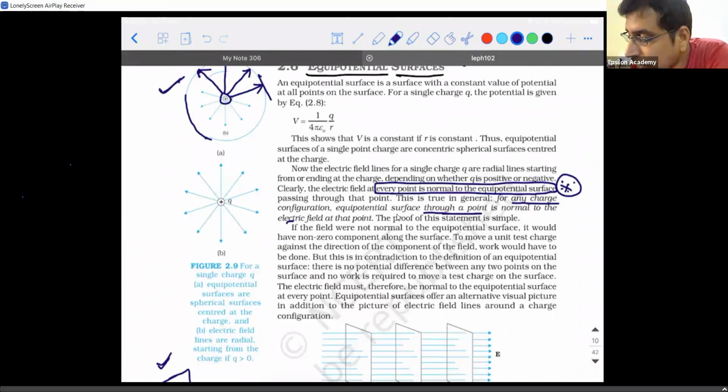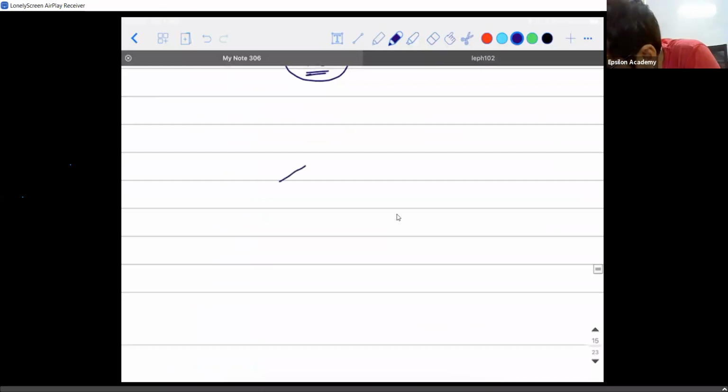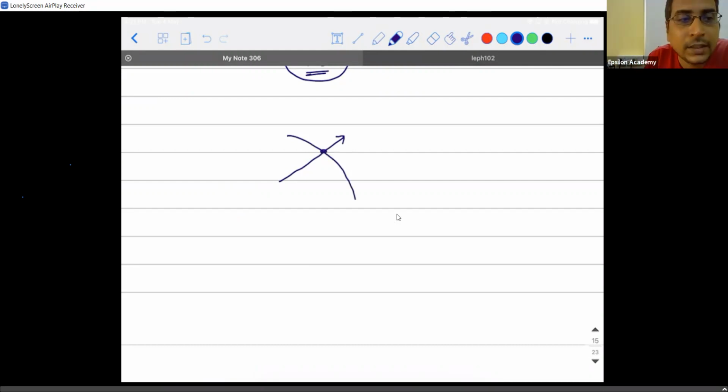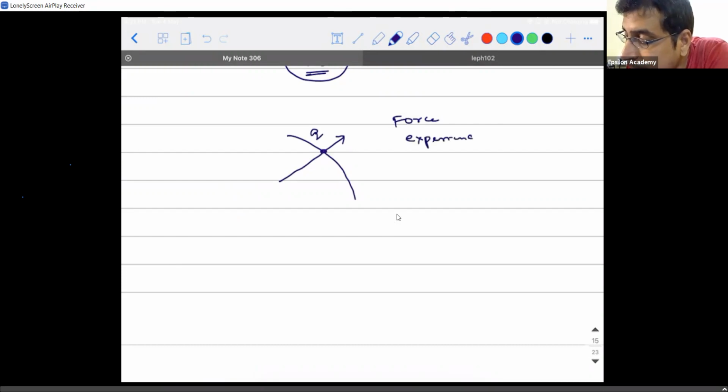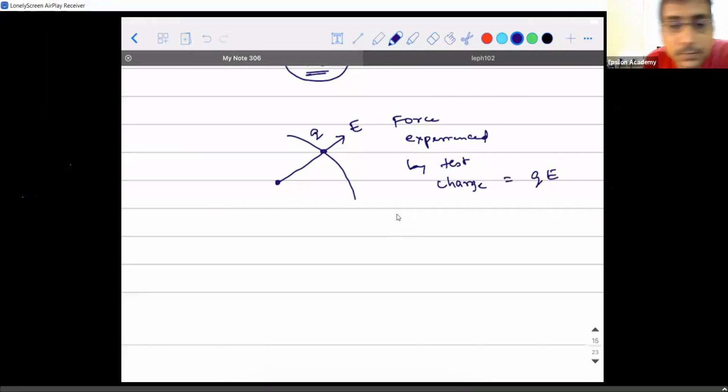Listen, if the electric field is like this, and the equipotential surface is like this. Now, had they not been perpendicular to each other, let's say there is a test charge Q placed on the equipotential surface, then what is the force experienced by the test charge? If I call this electric field E, the force experienced by the test charge is how much? Q into E.